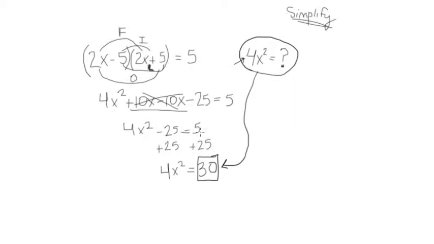A lot of students may do a little bit too much work here and solve for x because that's what they're used to solving for. But the question actually is asking you to solve for 4x squared, and we've already found it, and that answer is 30.